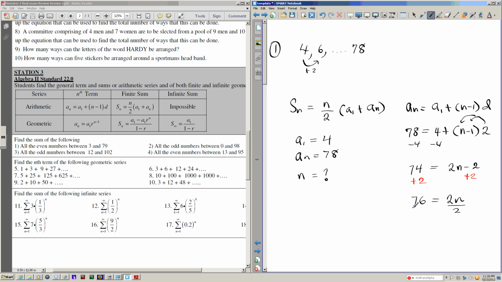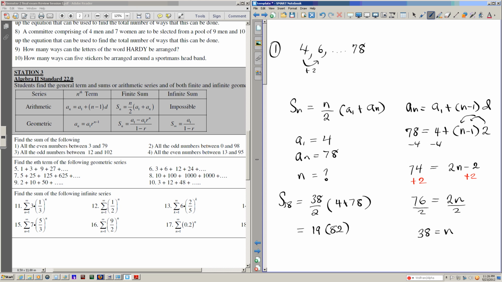Divide both sides by 2. And then 38 equals n. So n is 38. Are we done? Absolutely no. We need to find what the sum is. So the sum, S38, is going to be n over 2, which is 38 over 2, times a1, which is 4, plus an, which is 78. Okay? 38 over 2 is 19, times 78 plus 4, which is 82.